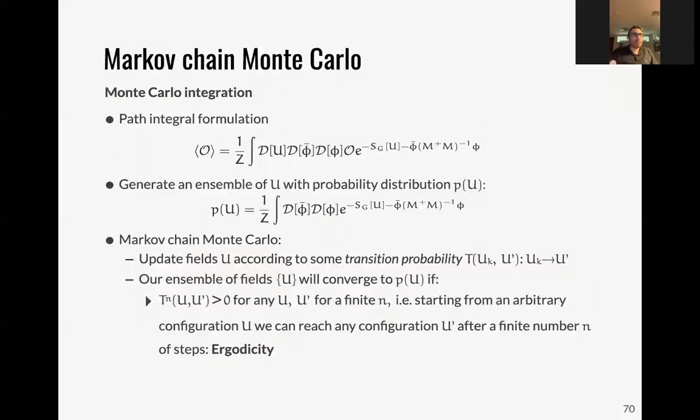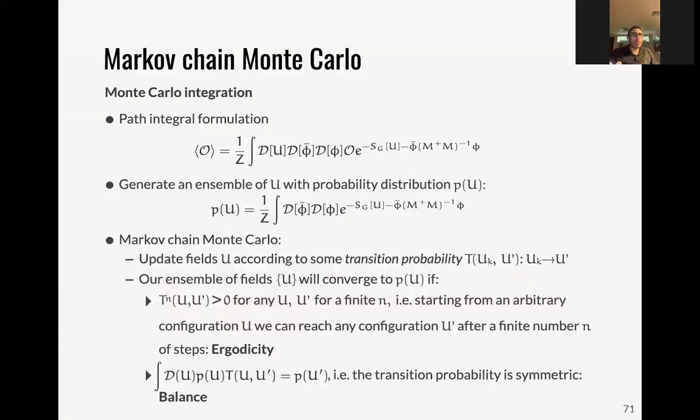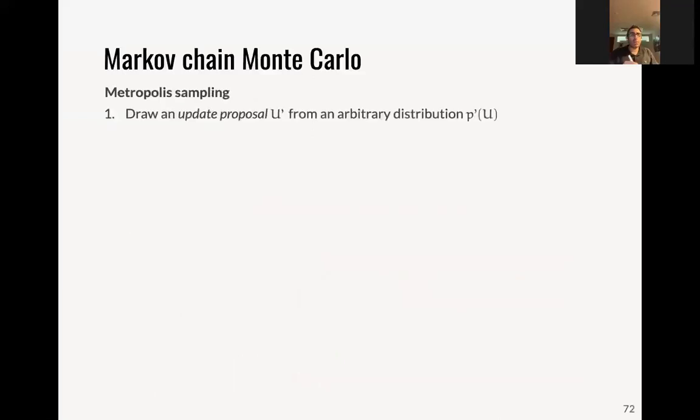And if this transition probability fulfills some requirements, the first being ergodicity, meaning that in any finite number of steps, you can get from any configuration to any configuration, and balance, which means that this transition probability is related to the original probability you want via this transformation, then you can show that the U's that you will generate will converge to having probability P of U.